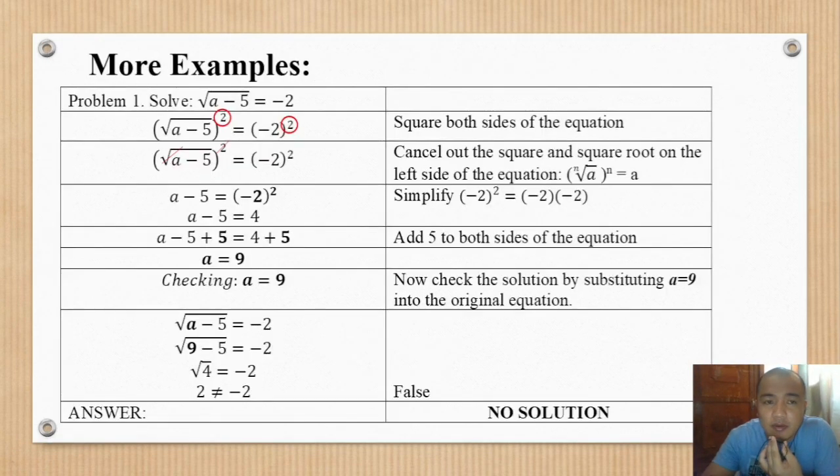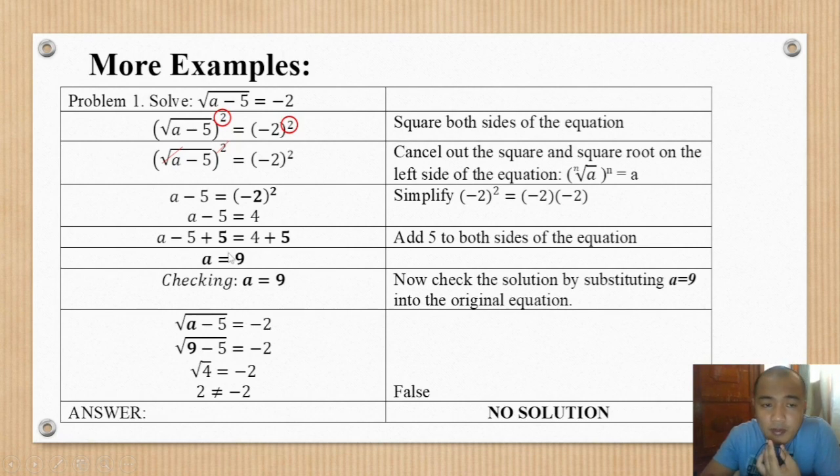Okay, more examples. How about this? Solve square root of a minus 5 equals negative 2. Okay, to get rid of the radicals, we're going to square both sides of the equation. Right? And by this radical rule, nth root of a raised to n is equal to a. So, square root of a minus 5 squared is a minus 5. Then, if you square negative 2, that's positive 4. So, the new equation is a minus 5 equals 4. Then, add 5 to both sides of the equation. Cancel, cancel. 4 plus 5 is 9. Or simply, transpose minus 5 here to the right side. 4 plus 5 is 9. So, a is equal to 9.